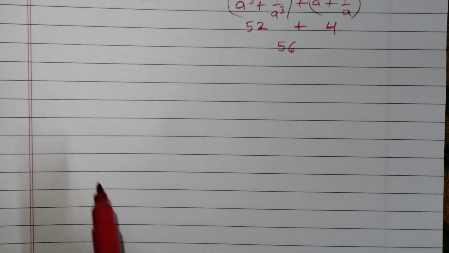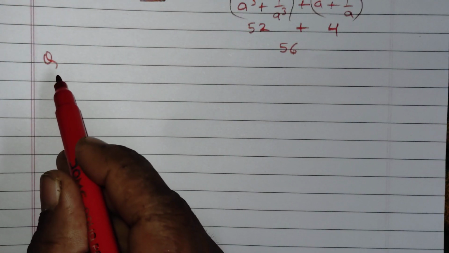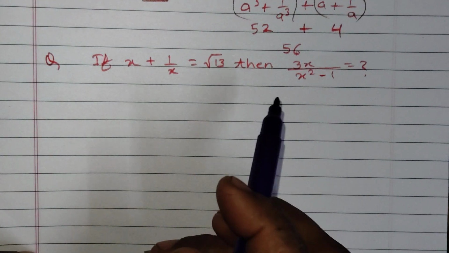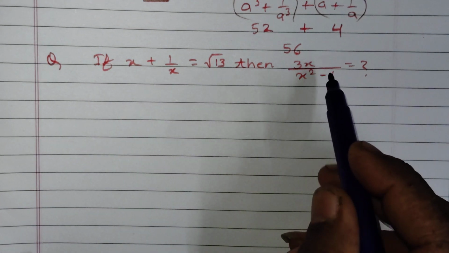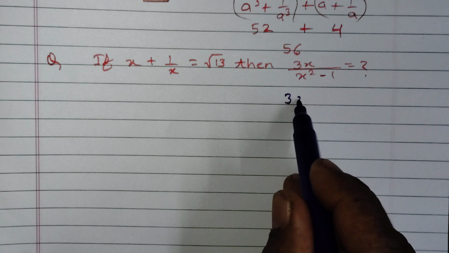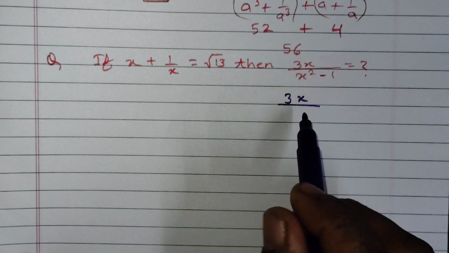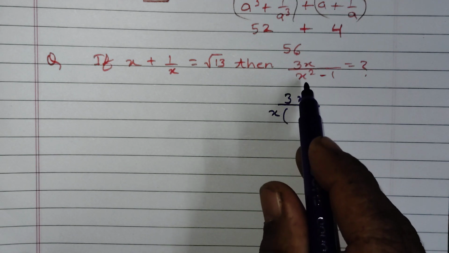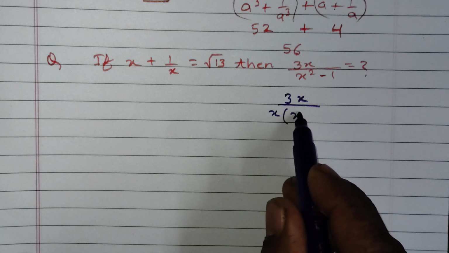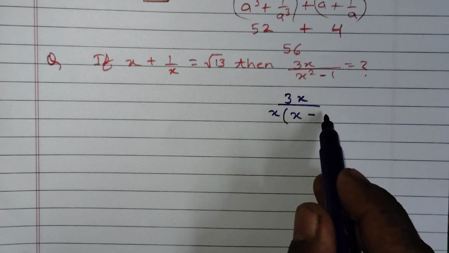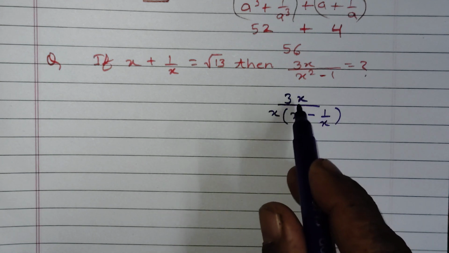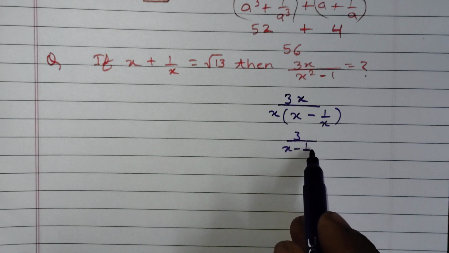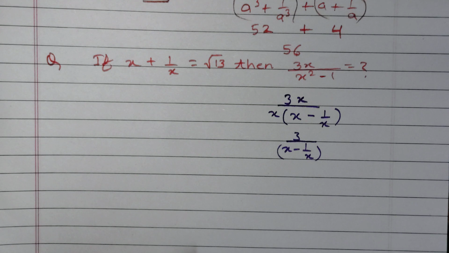Next our question is, equal to question mark. So in this question we first solve the given terms. 3x upon, in the denominator there is x square minus 1. So the numerator x can be removed by taking x common from the denominator. So x square taking x common, it becomes x minus 1 upon x. Numerator x now cancels out with the denominator. So we get 3 upon x minus 1 upon x.